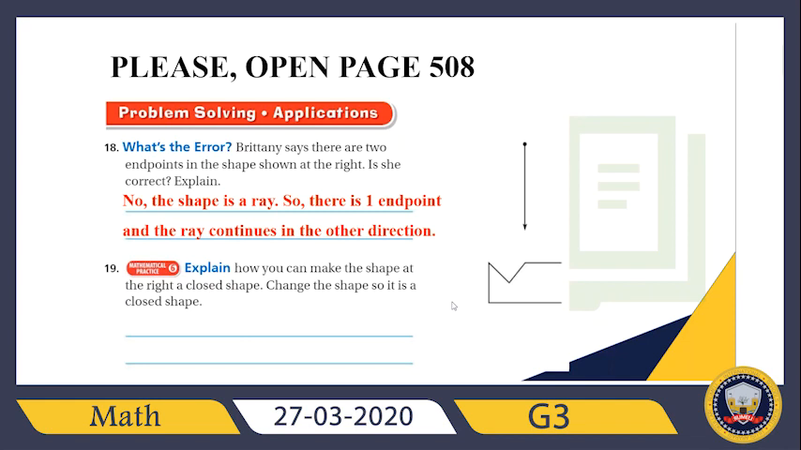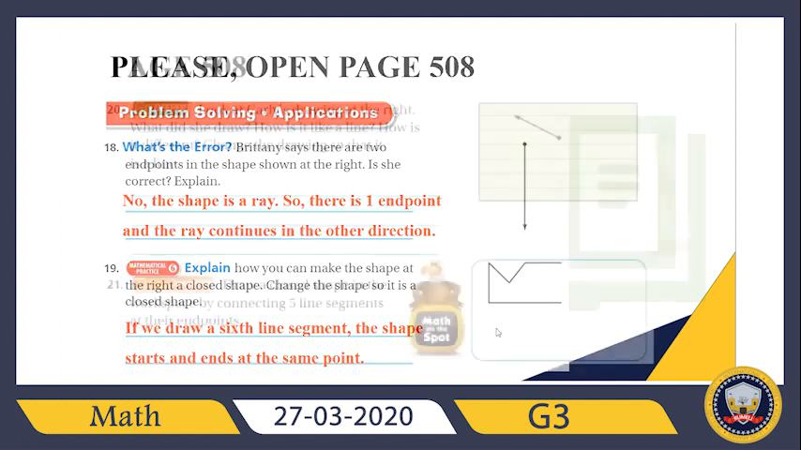How can I make it? I can put a line here, right? So I need to draw a sixth line segment. In this situation, the shape will start and end at the same point. For example, just imagine I put a line segment here, and if I put it, I track the line segments and my end and starting point will be the same. In this situation, I know this shape will be an example of a closed shape.